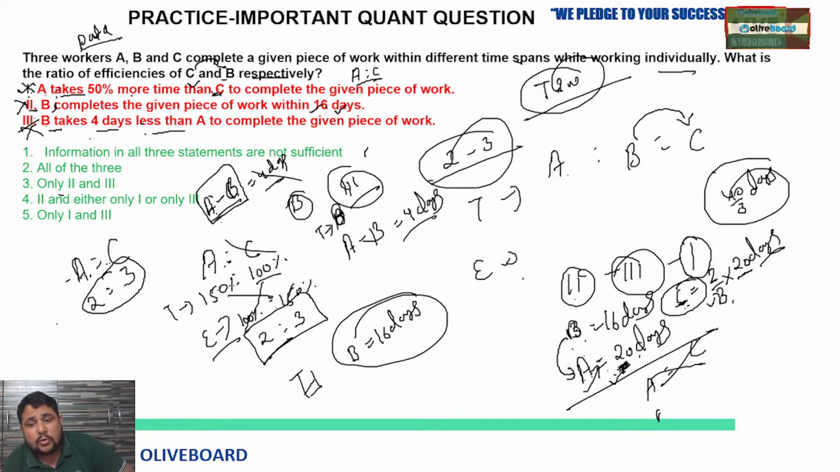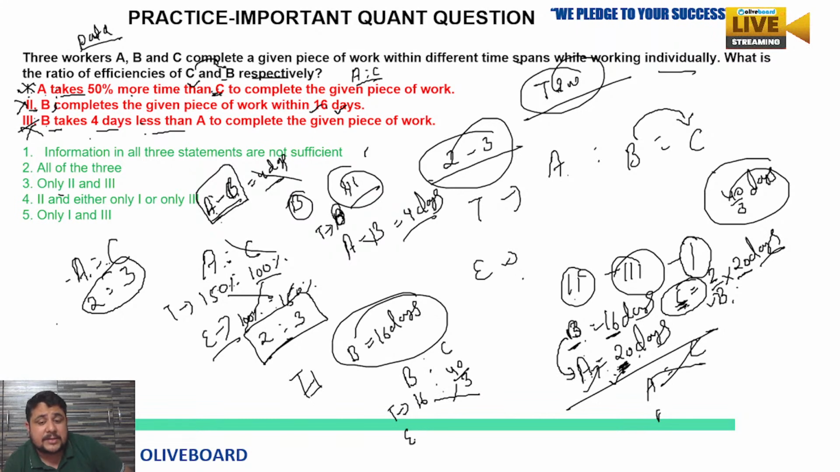We have calculated everything, but now B and C's efficiency ratio. So now you know about B: B is taking 16 days. Now you know about C also. C is taking how much time? 40/3 days. So B is taking 16 days, and C is taking 40/3 days. Just remember this. Now the reverse of this is going to be your efficiency ratio. So 40/3 ratio 16.